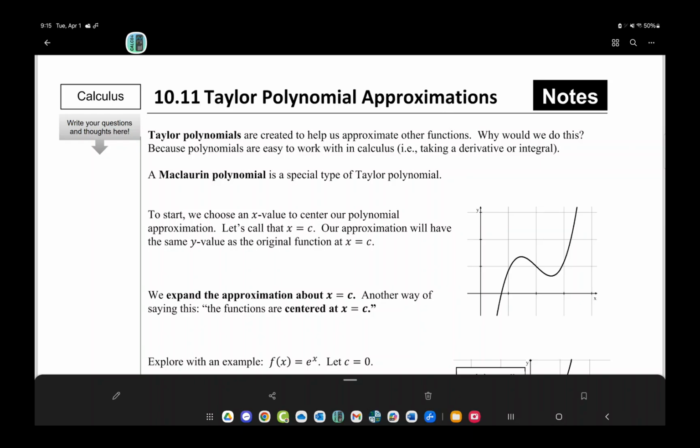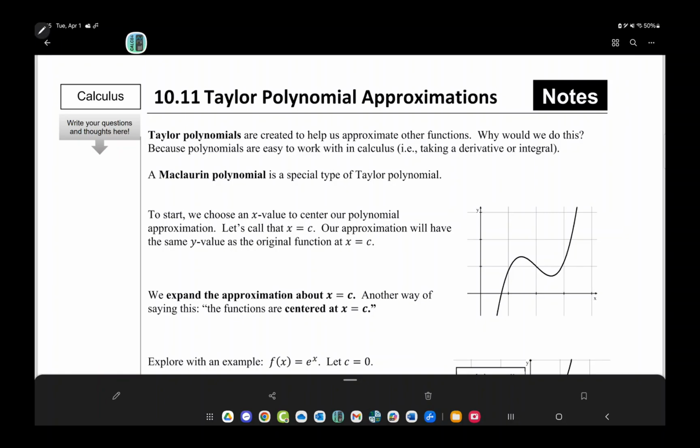Linear polynomial approximations. Taylor polynomials are created to help us approximate other functions. The reason we do this is because polynomials are generally much easier to work with, such as taking derivatives or integration.